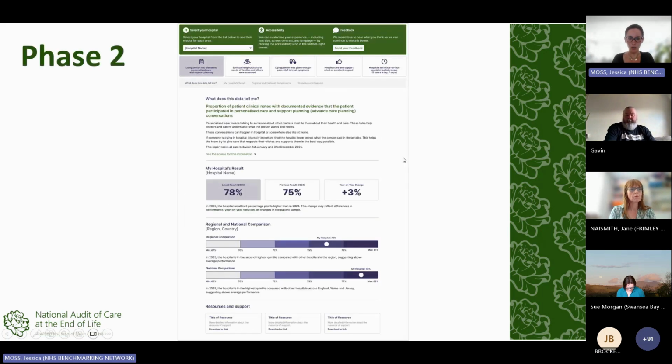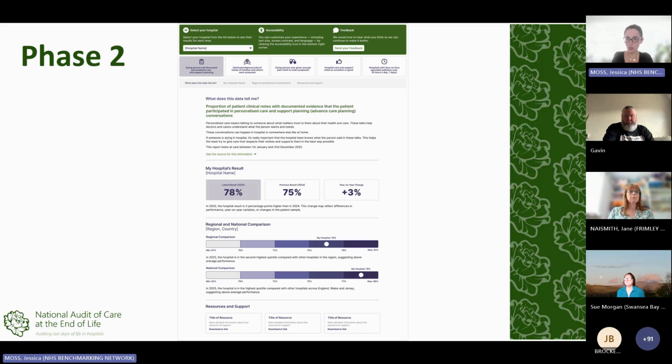So the patient and carer tool, hopefully you will all be fairly familiar with what this is now. The patient and carer tool has been live since last year, but the difference this year is that the data will be available at a hospital level. So currently the data is available at regional and country level, and from August, members of the public will be able to look at data at hospital level.